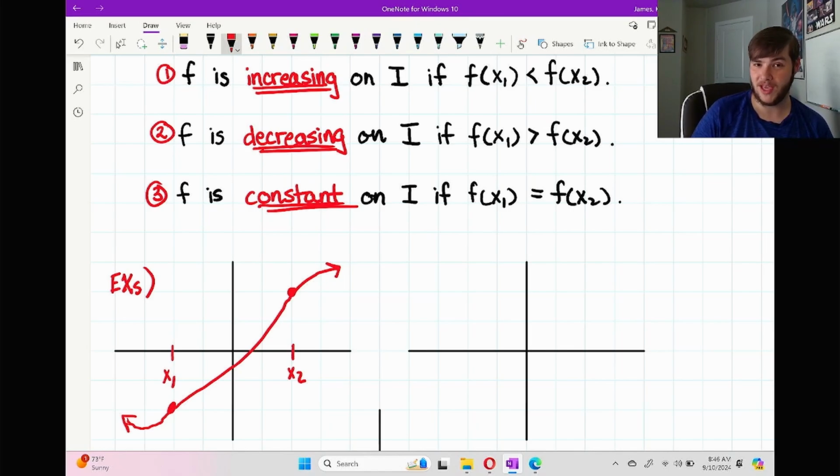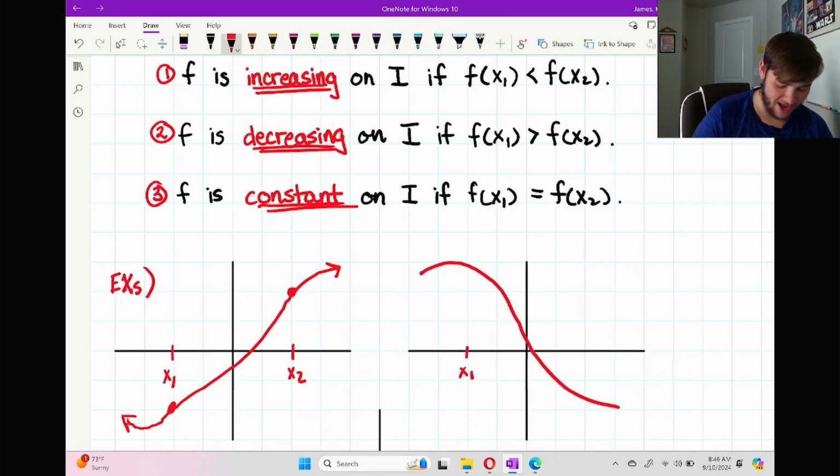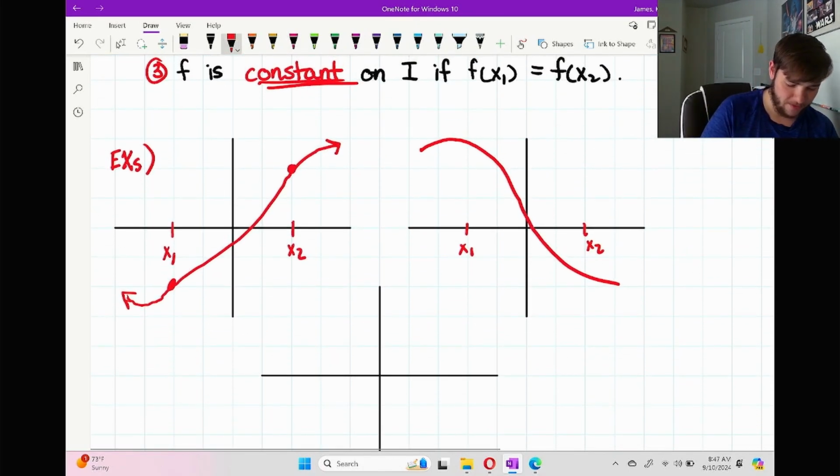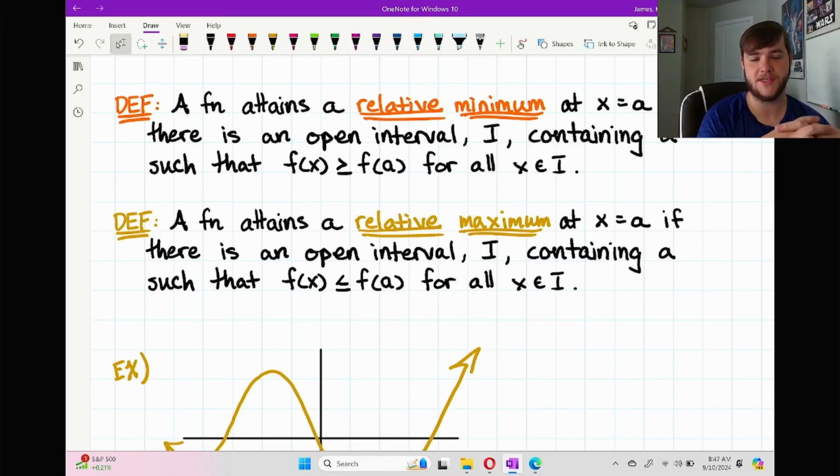So you can probably guess what a decreasing function looks like. Like that. Something where as you look left to right, it gets smaller. And a constant function is something where if you look left to right, it stays the same.